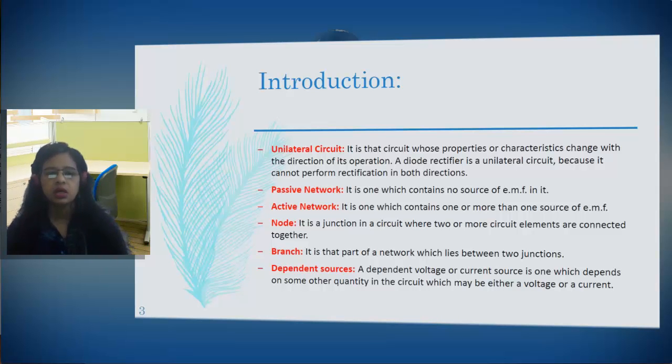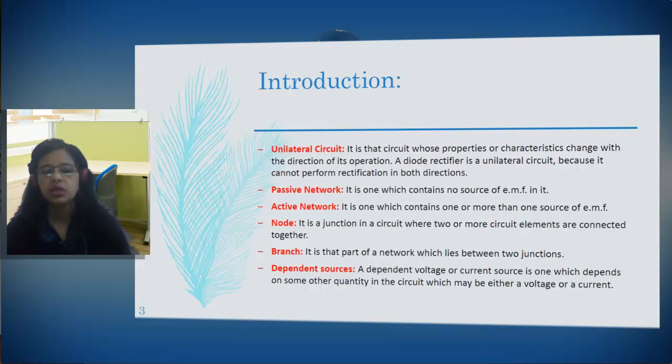Okay. Now what is a node? A node is nothing but a junction where different elements or different branches meet. It is a junction where all the different elements of the circuit are connected. Suppose one resistor, one inductor, and one capacitor are connected at a single point. That point will be known as a node.